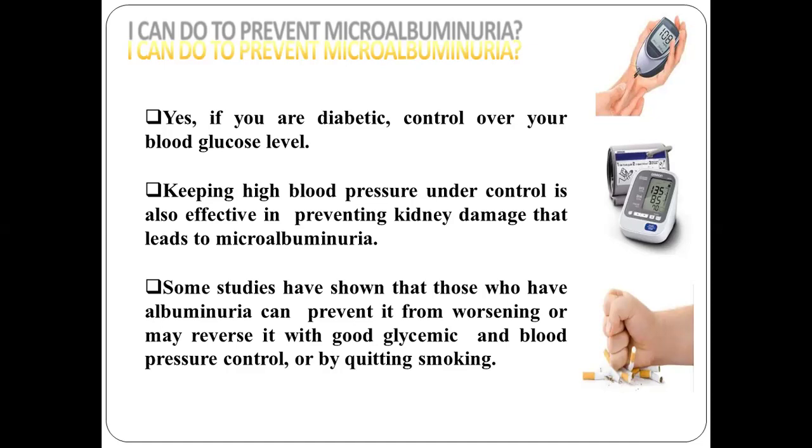Some studies have shown that those who have albuminuria can prevent it from worsening or may reverse it with good glycemic and blood pressure control and by quitting smoking. Some research says that individuals with confirmed albuminuria, high glycemic index and high blood pressure, if they quit smoking, can revert to normal. So that is also one of the best ways. So say goodbye to smoking.